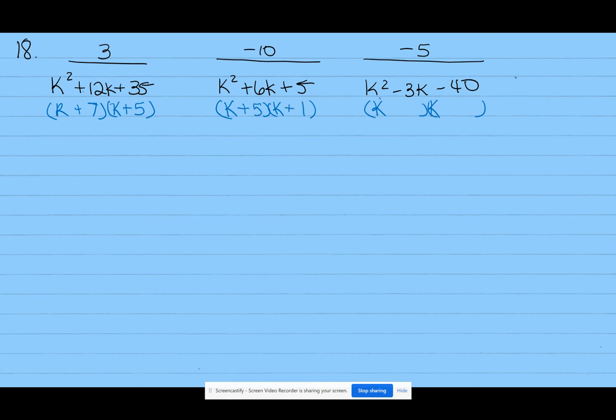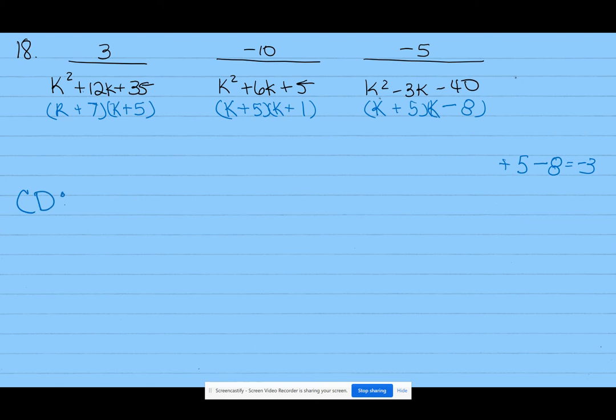The third one is the one that's a little trickier. It multiplies to give me 40 and adds or subtracts, because there's negatives in this problem, to give me a negative 3. That's going to be 5 and 8. It's going to be a positive 5 and a negative 8, because 5 minus 8 gives you the negative 3. So that's why it's a positive 5 minus 8. Okay, so there's all my factors.